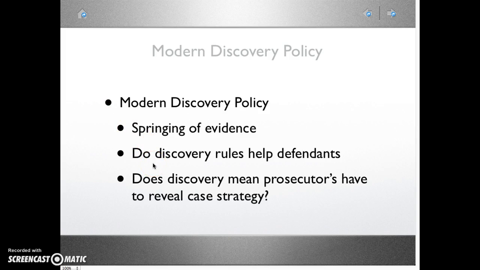So the question often becomes, and we've seen it on TV a lot of times, whether prosecutors can all of a sudden spring evidence on defendants like they do on TV. In other words, all of a sudden you have the silver bullet, so to speak. Well, the answer is really no, they can't.